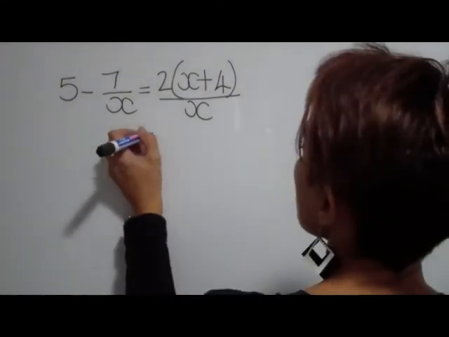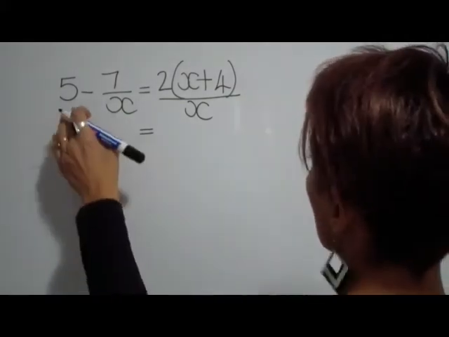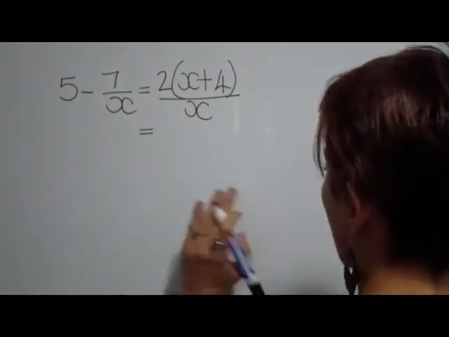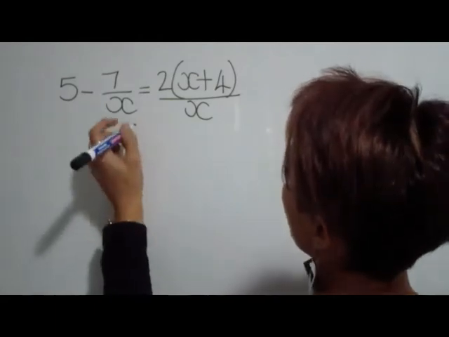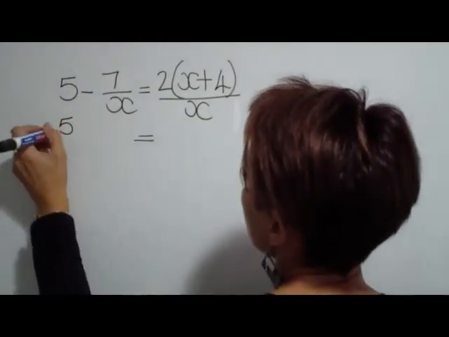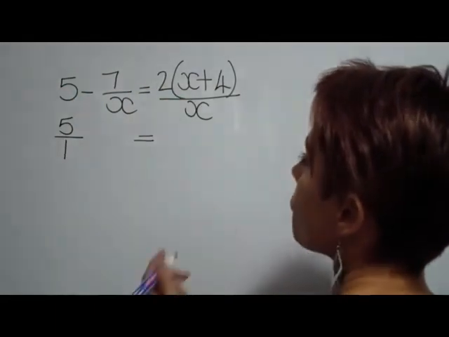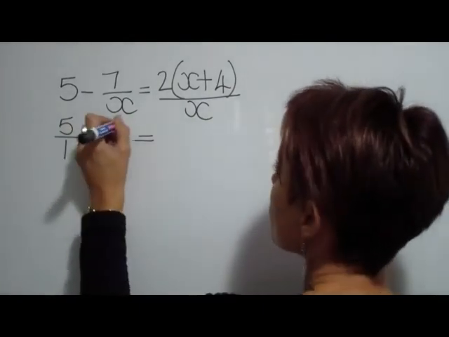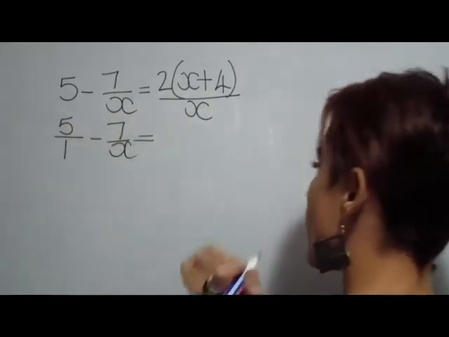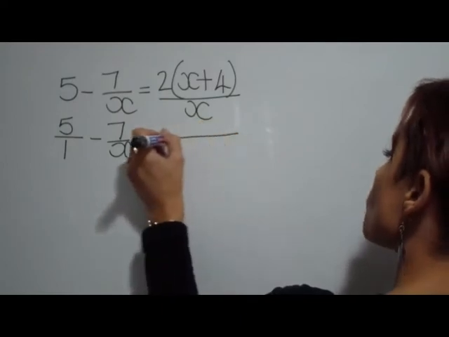Okay. So hierso sien ons breuke. Okay, ons gaan hulle almal eers omsit in breekvorm. Okay, ons skryf hom as 5 op 1. We're going to write them all in fraction form. Minus 7 over x, that's already in fraction form. And you know what else we're going to do?